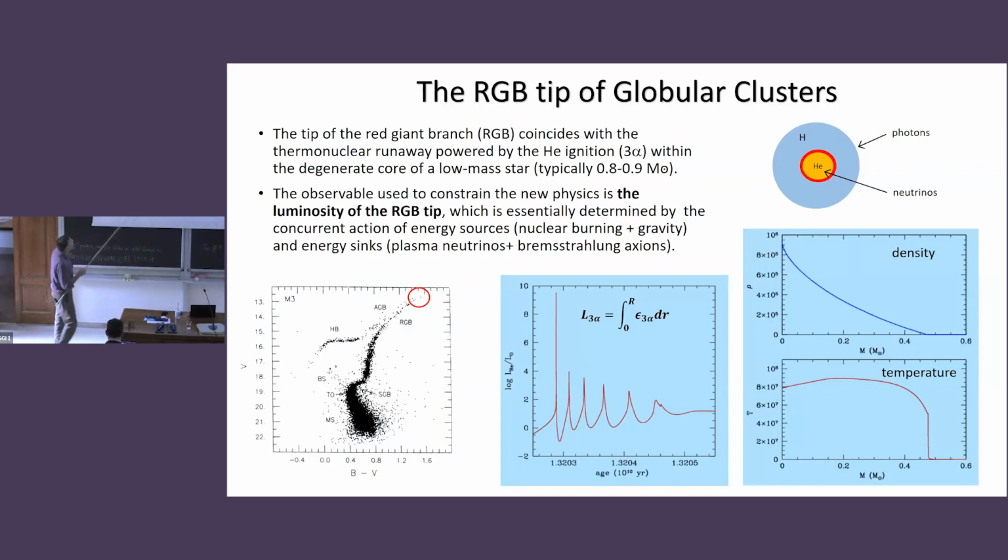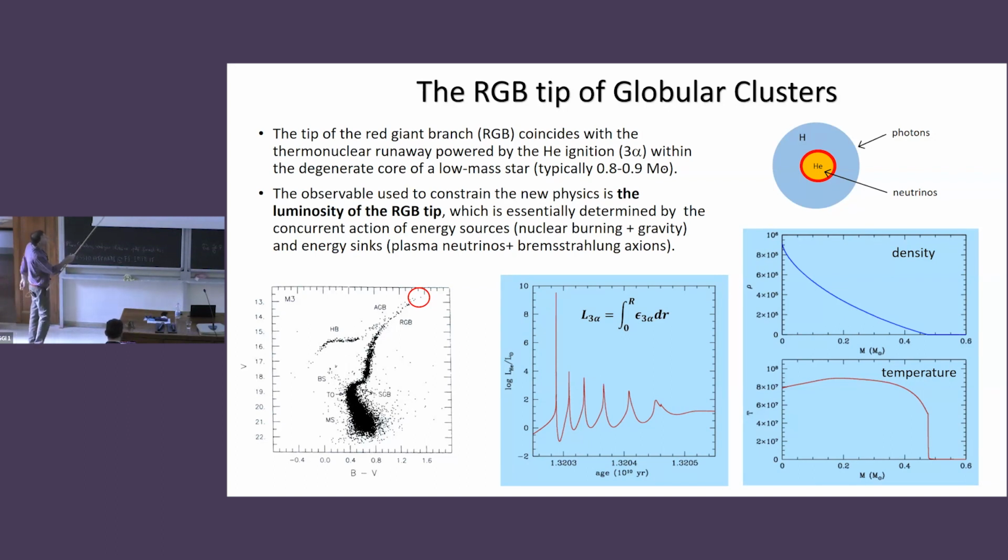So, the tip of the red giants. The tip of the red giant branch here is a good estimator of the Bremsstrahlung axions, of the axions produced during the RGB by Bremsstrahlung. Why only Bremsstrahlung? Essentially, because the other processes like Primakoff and Compton are suppressed because of the degeneracy that develops in the core of red giant stars, while Bremsstrahlung survives and is subject to this drawback.